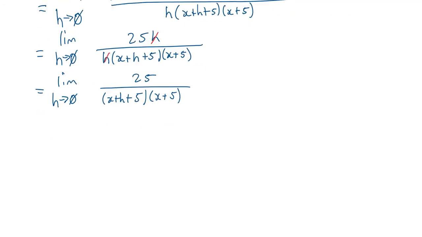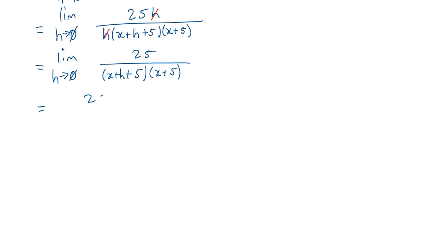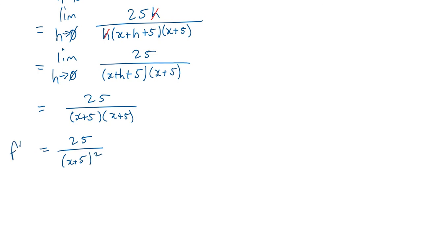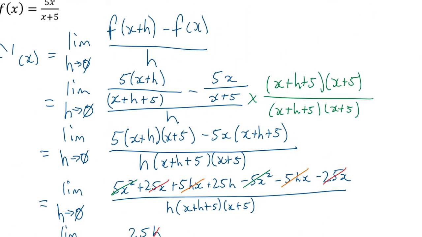And we were supposed to be coming up with an expression, so we sub in h equals 0, and I get x plus 0 plus 5 times x plus 5, which is 25 over x plus 5 squared. And that's our derivative. So there's our expression. The second part of this was to determine the derivative at 5. So that's 5 plus 5 squared, which is 100. 25 over 100 is 1 over 4. Okay, so that's a big one too, definition of a derivative.